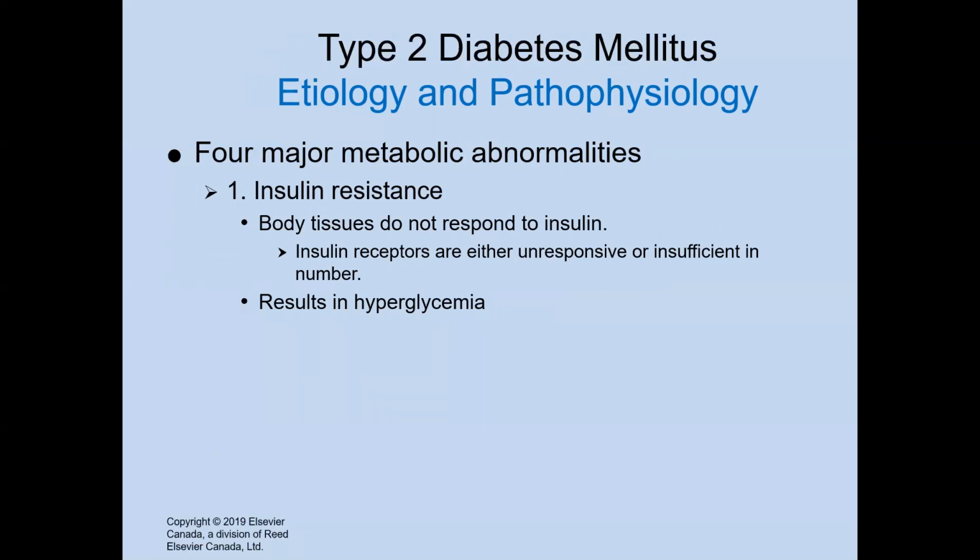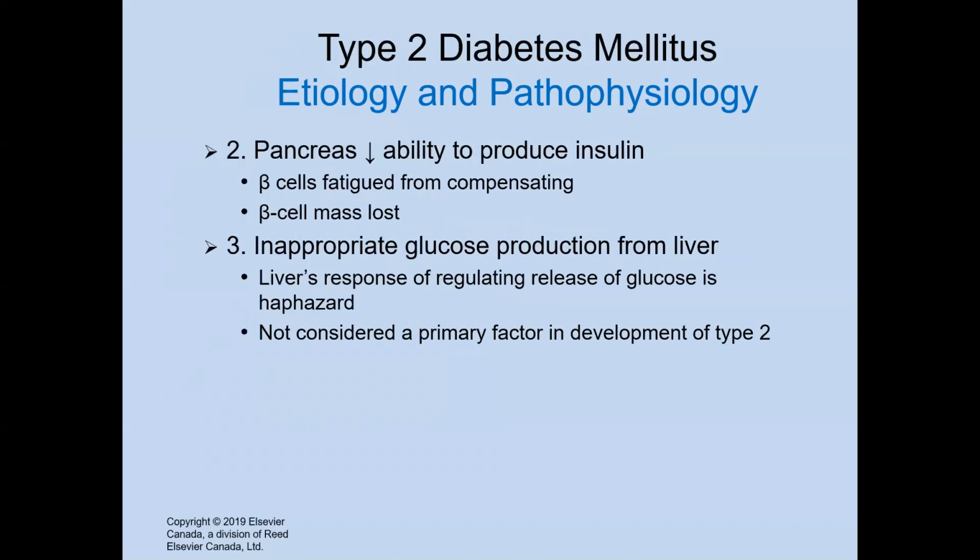So when we think about the metabolic abnormalities associated with type 2 diabetes, we have the first one, and we've talked about this already, insulin resistance. Body tissues don't respond to insulin. I'm not going to go over that. We've talked about it. But it results in hyperglycemia. We've got insulin, we've got glucose. The body is not able to use that insulin to have that glucose go into the cells, so we have too much circulating glucose.